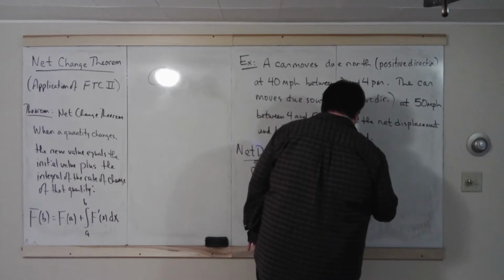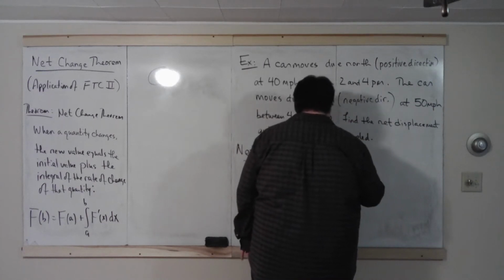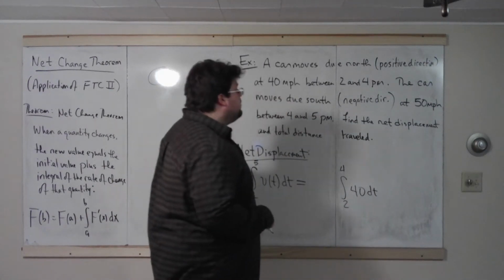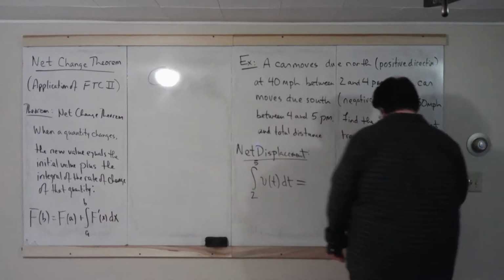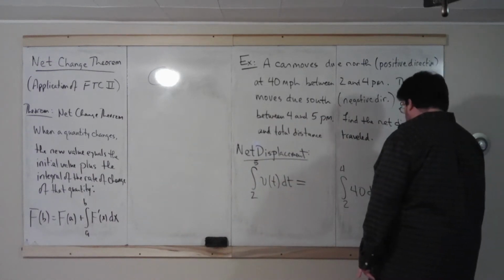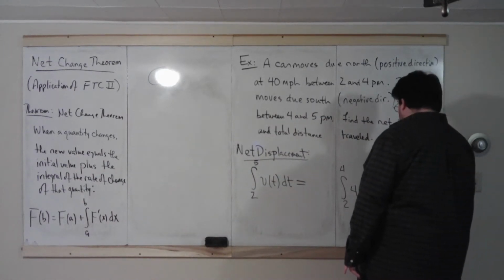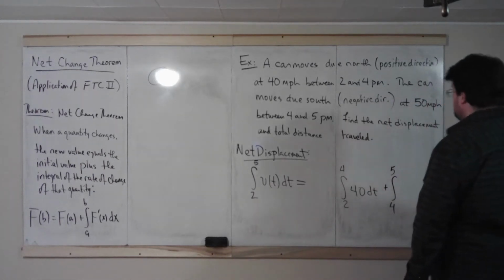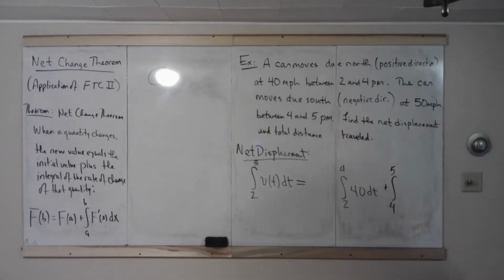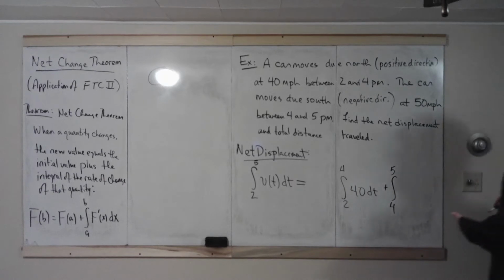$40 in the positive direction. When is that? From 2 to 4. What is the velocity from 4 to 5? It is not 50, because the car is moving in the negative direction.